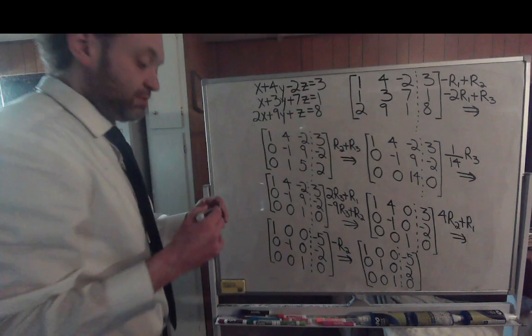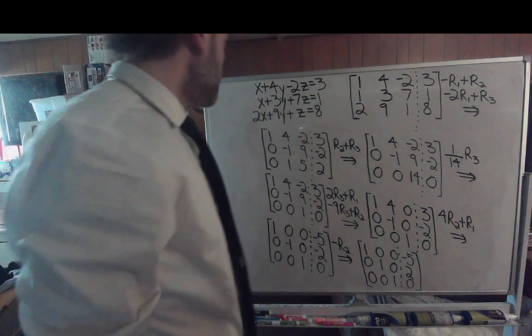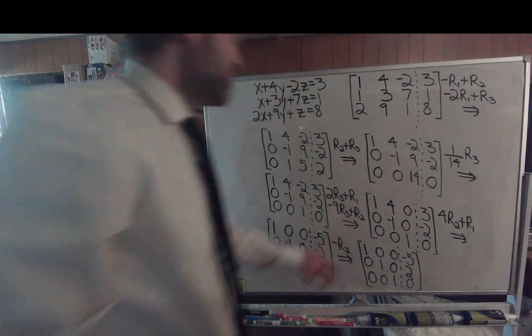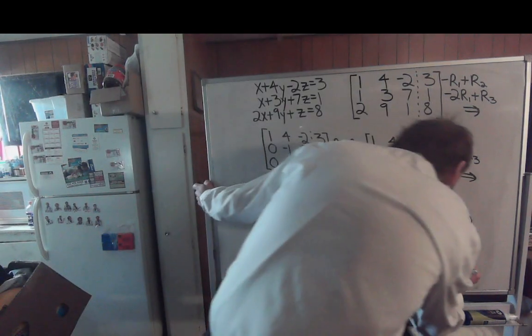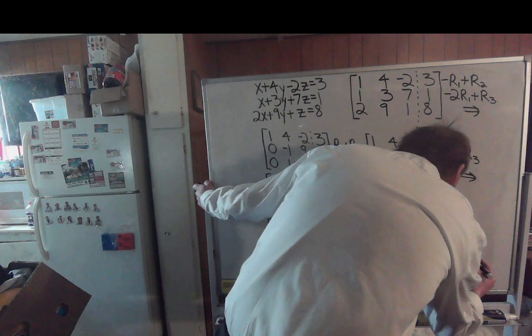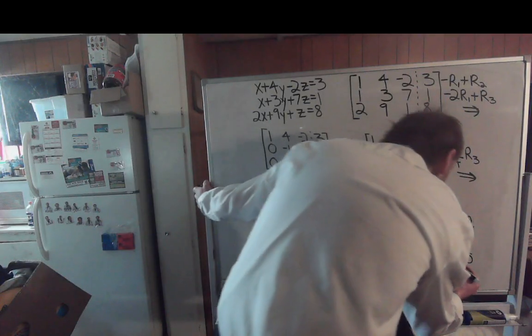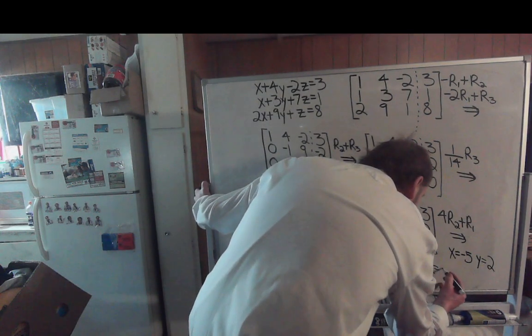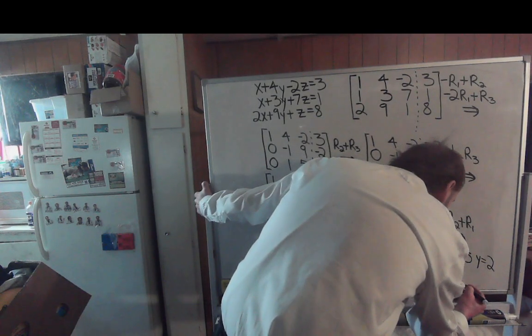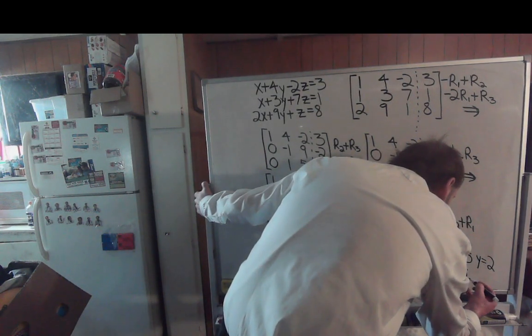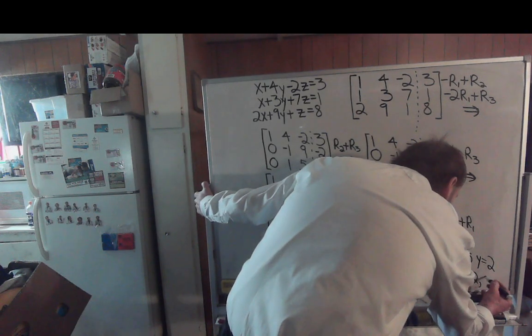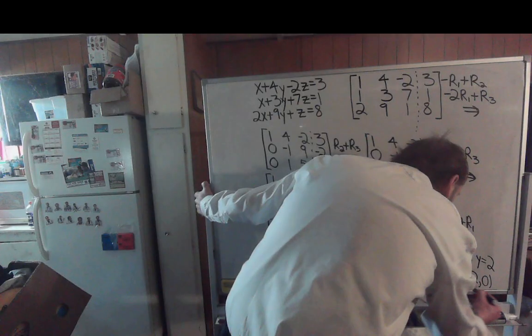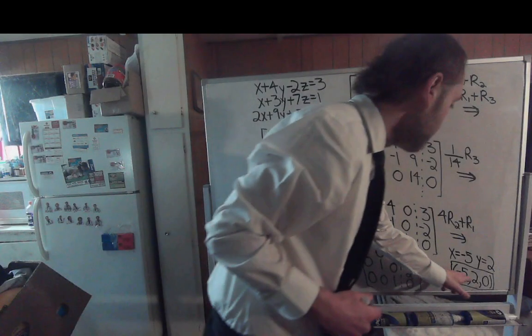Now we have the system in reduced row echelon form. We can get direct values of x, y, and z. So x is going to equal negative 5. Y is going to equal 2. And then z is going to equal 0. So the ordered triple that represents your solution is negative 5, 2, and 0. That's the solution to the system, negative 5, 2, and 0.